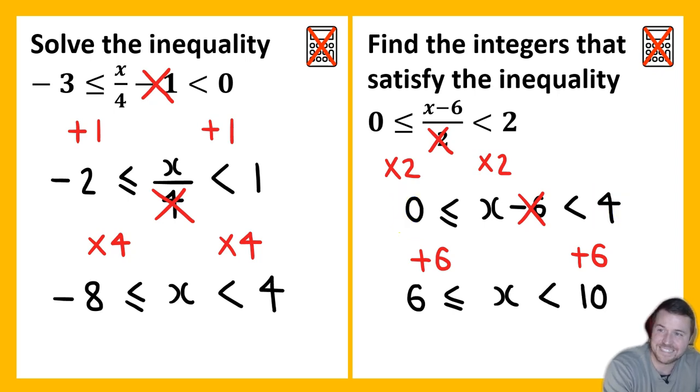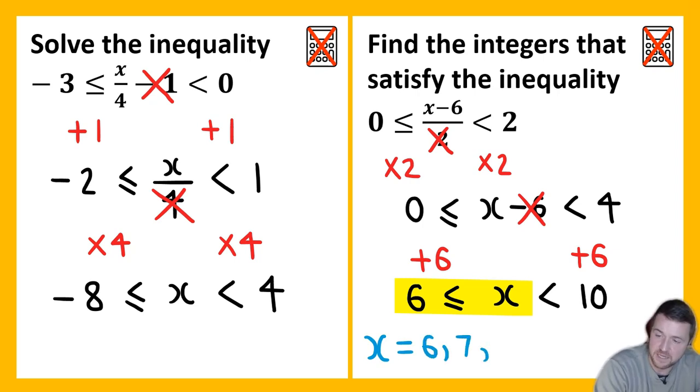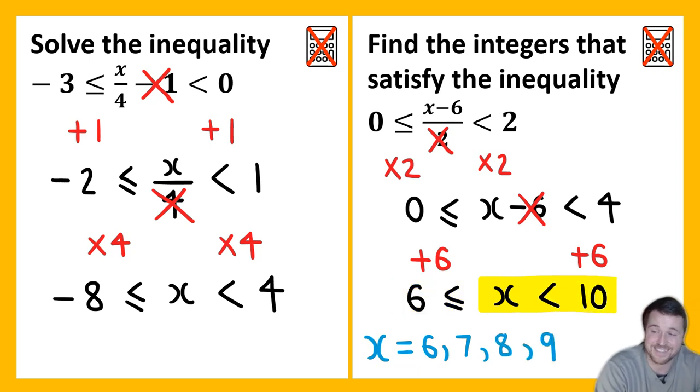I do need to list the integers that satisfy the inequality. x is greater than or equal to 6, so my smallest value would be 6, and then listing consecutively 7, 8, 9, and I can stop there since x is less than 10, it can't actually include 10.